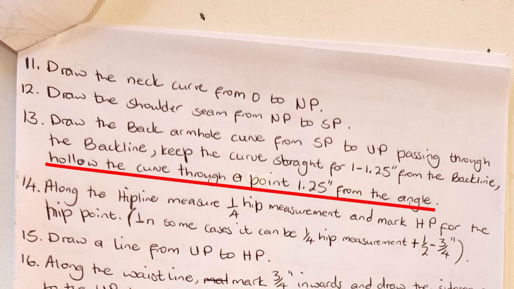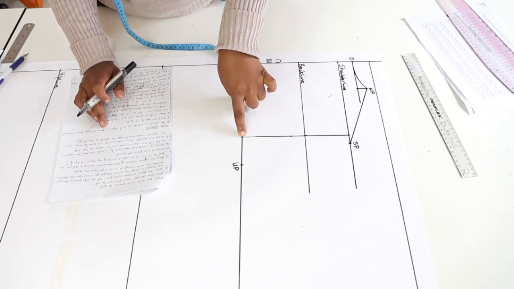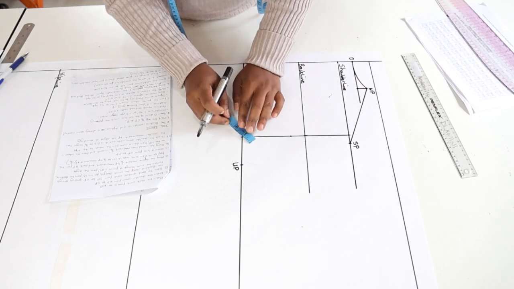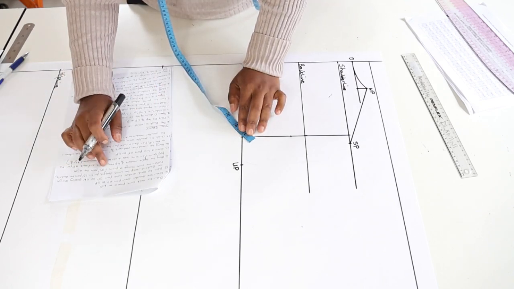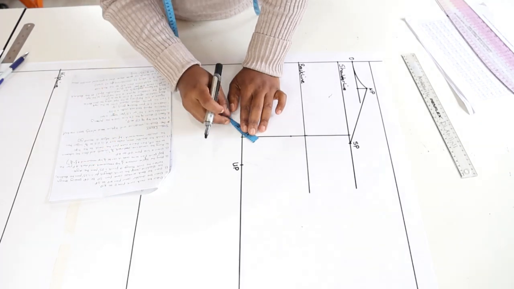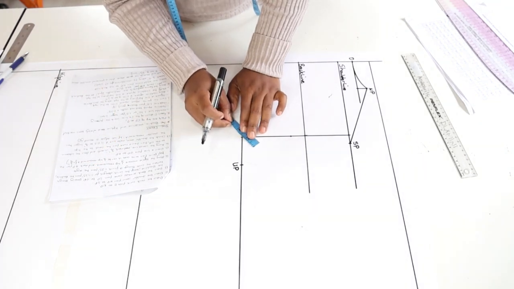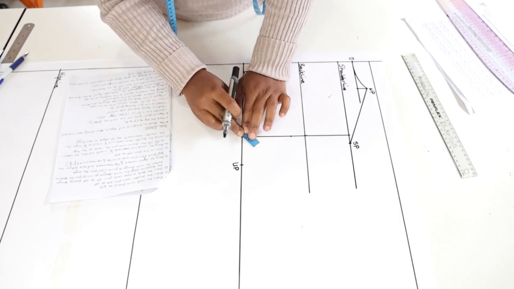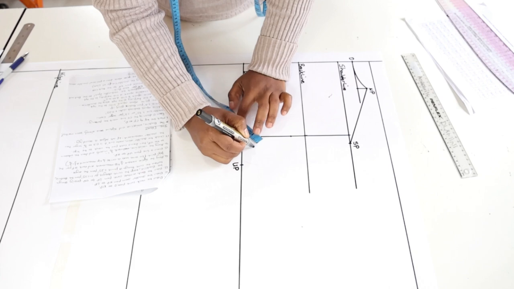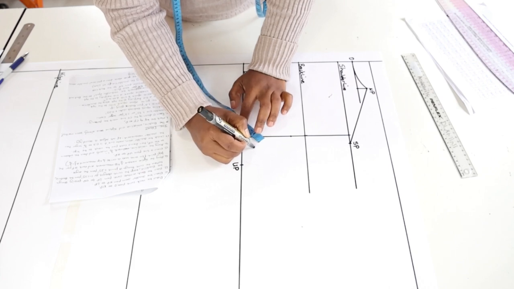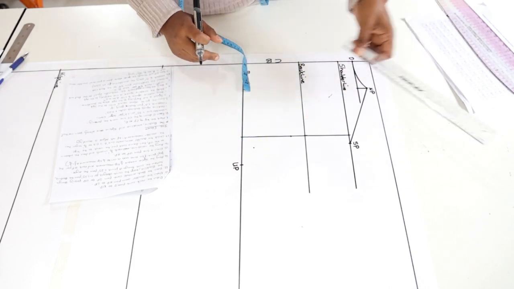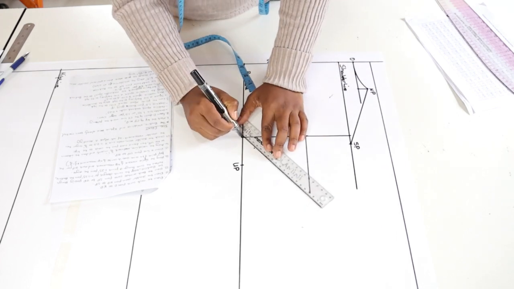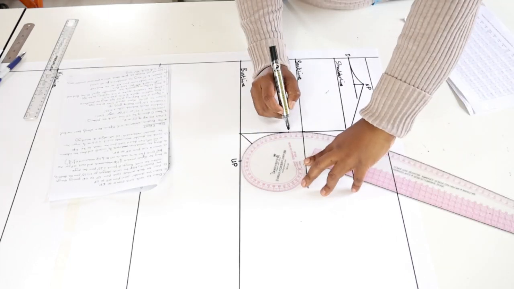And then hollow the curve through a point 1.25 from the angle. So the angle that we're talking about is this one. So it means from this angle, we are going to measure 1.25 of an inch. For those who did maths, we are bisecting this angle. We measure 1.25 inch. We make a mark like so. You can draw a straight line if you want, but it's not necessary. So next we are going to draw.